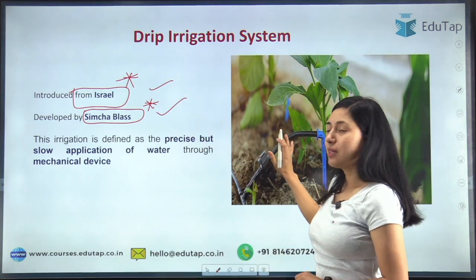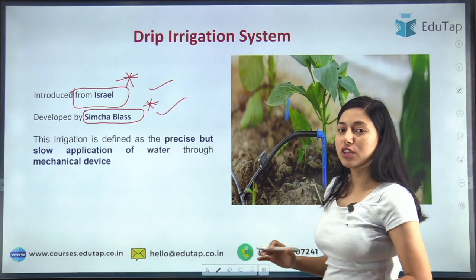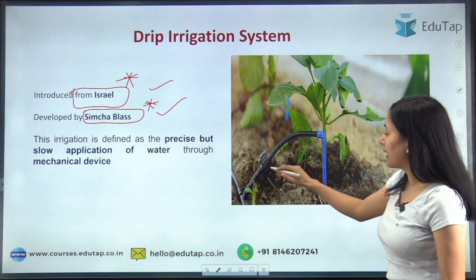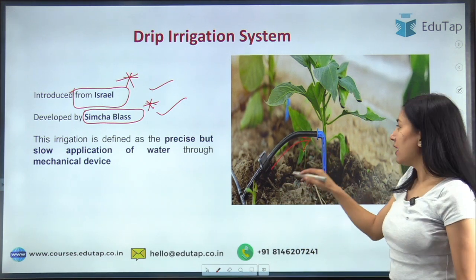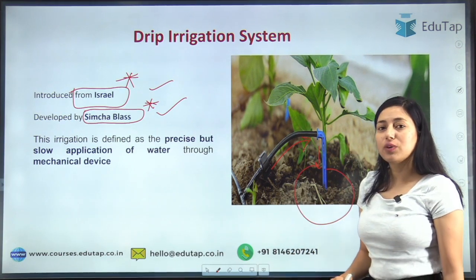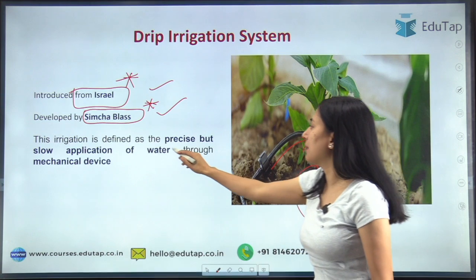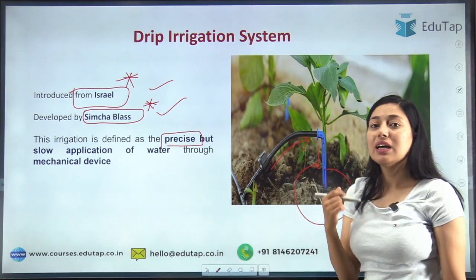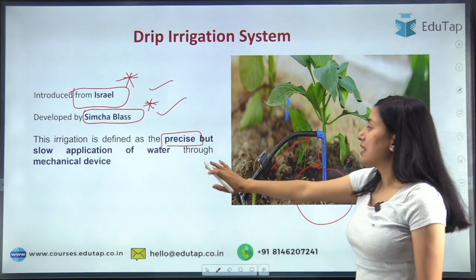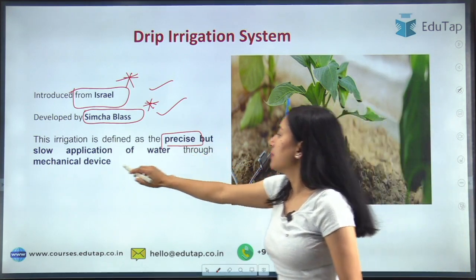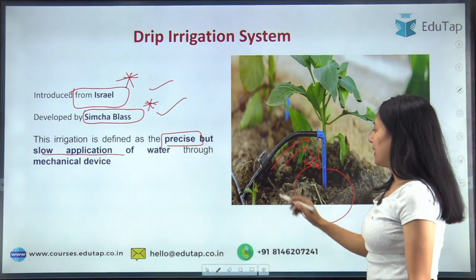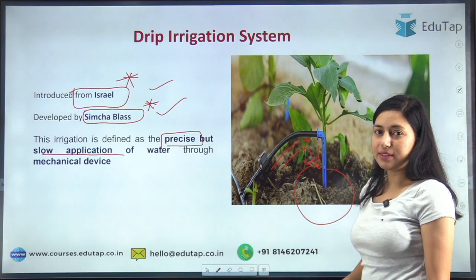Now this irrigation system is defined as the precise application of water to the root zone through mechanical devices. As you can see in the picture, there are some mechanical devices installed and they apply water to the root zone of the crop. So that type of irrigation is known as a drip irrigation system. We have to precisely irrigate the root zone of that particular crop. So it is a precise but slow application. Slowly we are providing water to the crop through mechanical devices. So that is your drip irrigation system.